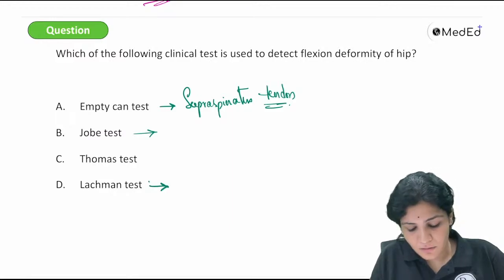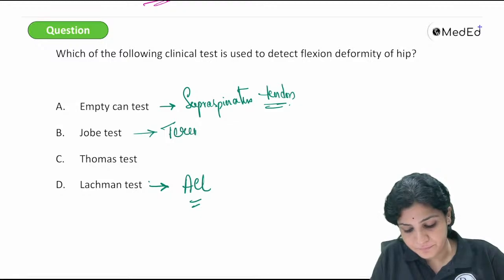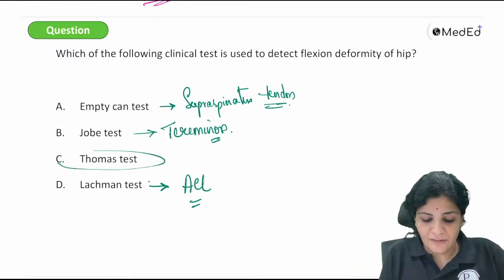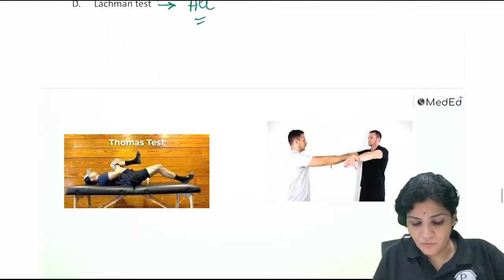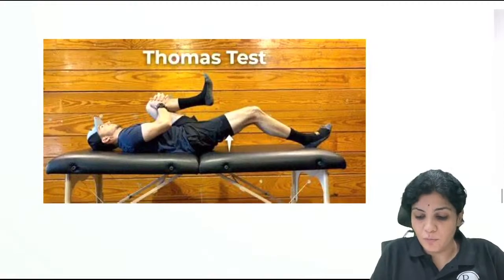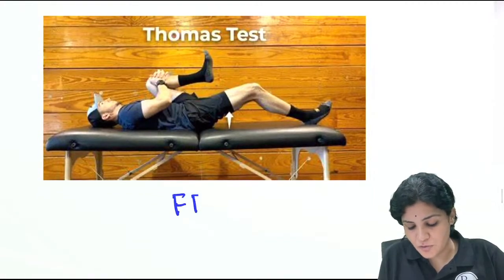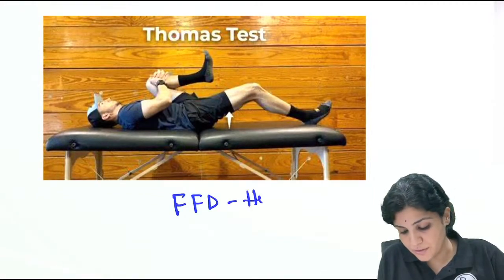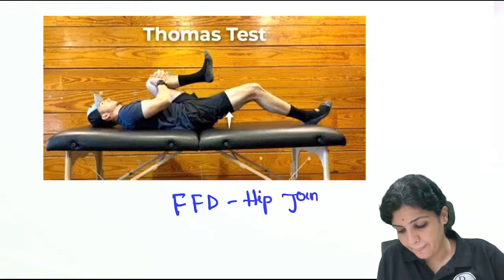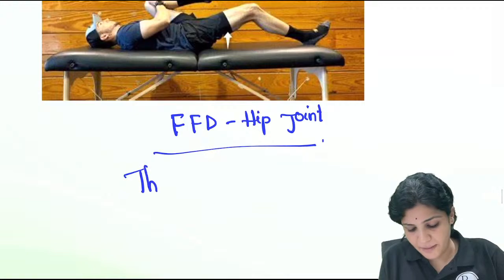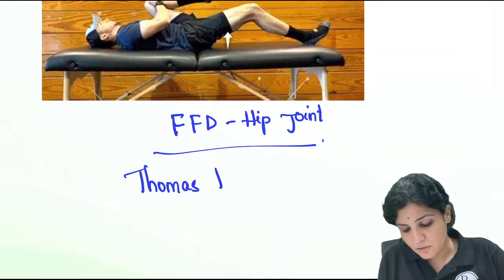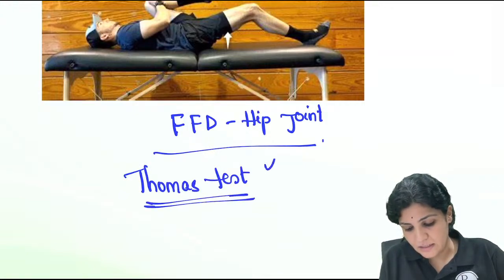Lachman's is for ACL. Teres minor. And now we are left with one, that is your Thomas test. So you have to remember that the fixed flexion deformity of the hip is one of the most important questions which is asked, which is called the FFD of the hip joint. So you have to remember that the FFD of the hip joint is identified by the test which is called the Thomas test. Okay.